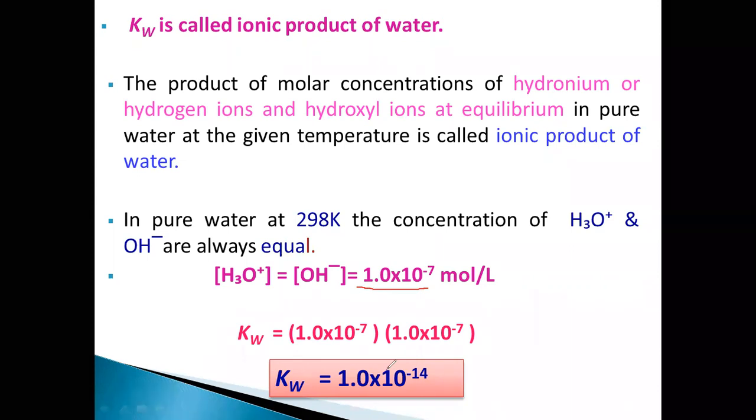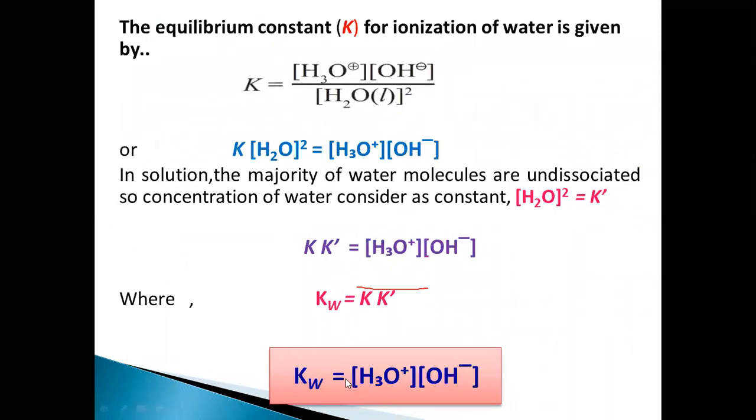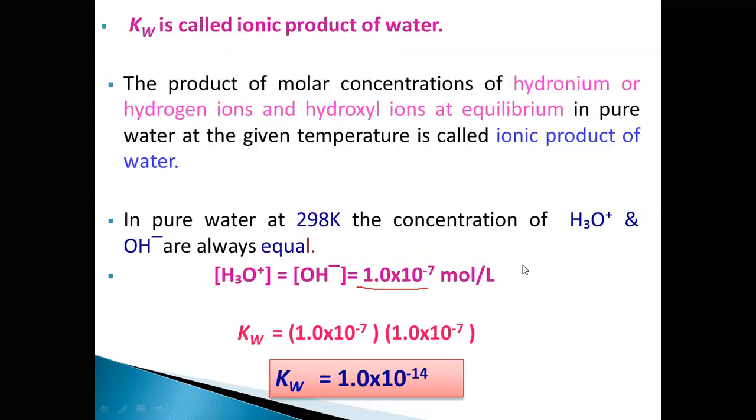ओके, कितना कॉन्सेंट्रेशन रहता है? 1 into 10 raised to power minus 7 mole per liter. So as we know, the ionic product of water is, क्या रहता है ionic product of water? It is the concentration of hydronium ion into hydroxide ion. So the values of hydronium ion and hydroxide ion concentration is 1 into 10 raised to power minus 7.